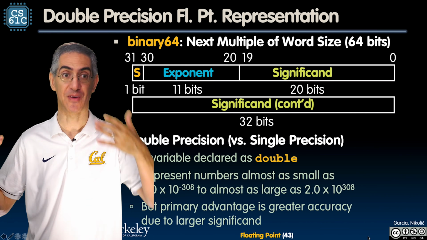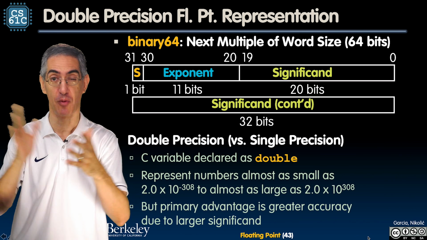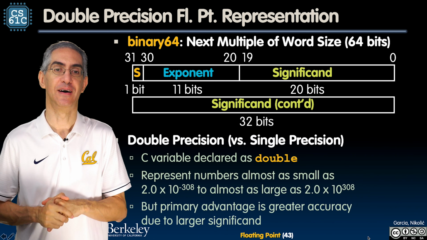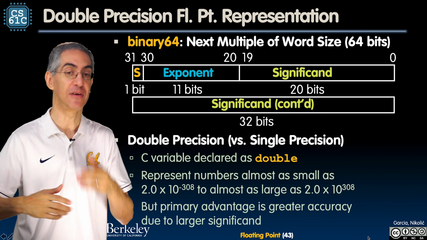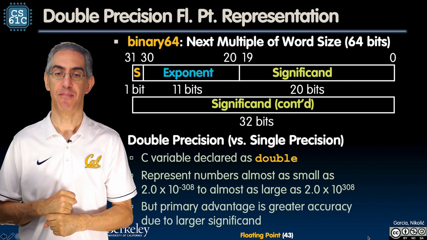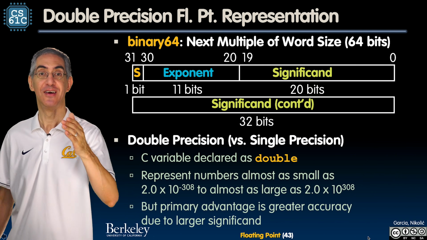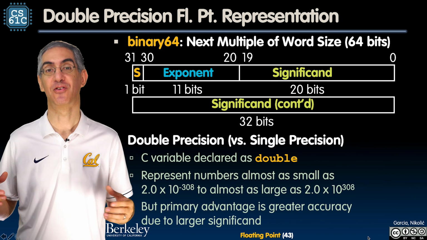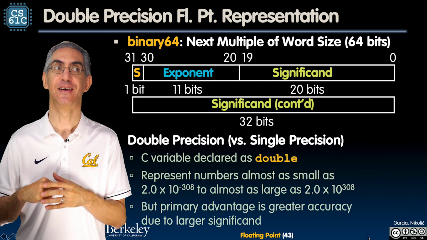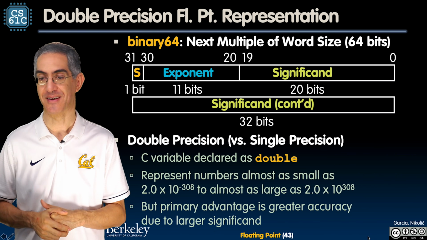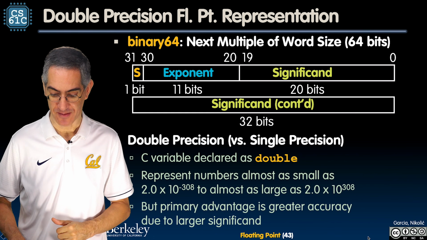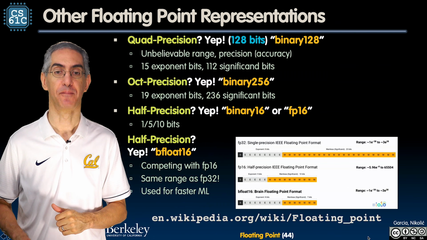But if you're doing a calculation where you need big numbers or small numbers and much more accuracy, you're going to use a double, because that precision can buy you that accuracy. How big and small can you get to? Well, 2 times 10 to the minus 308 is pretty small, all the way up to 2 times 10 to the 308. That's pretty big. Those are big numbers. And again, that significand is really the key here.